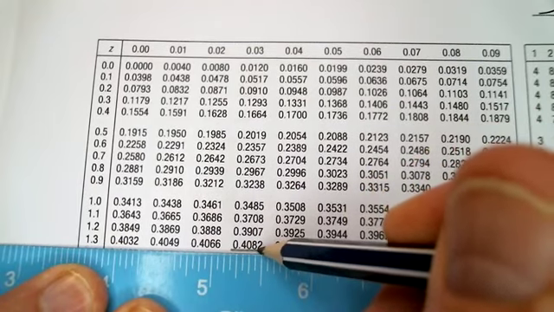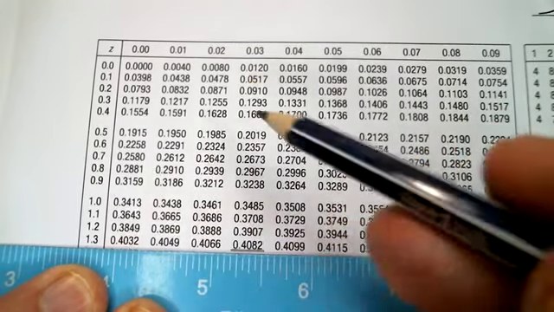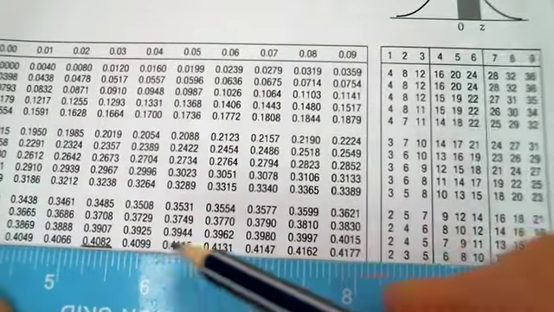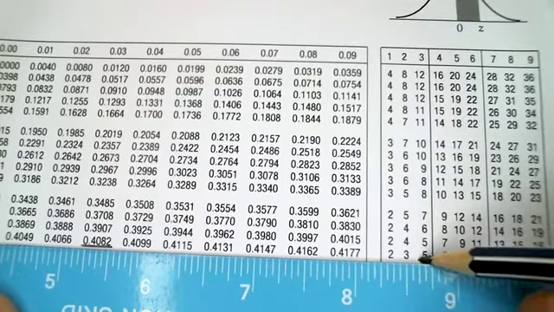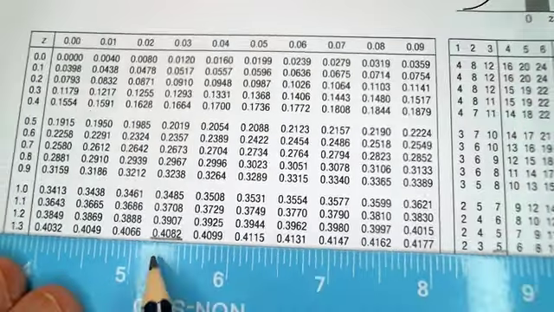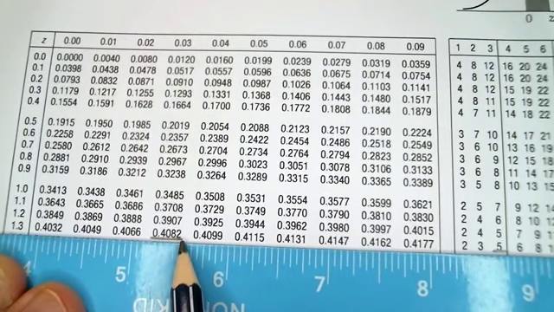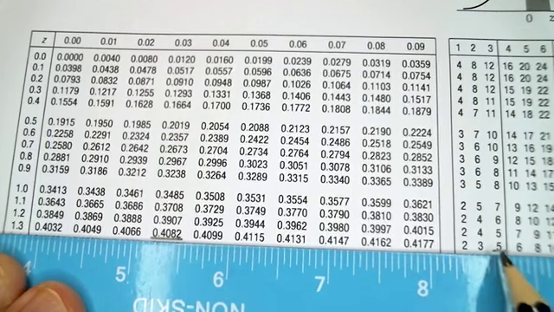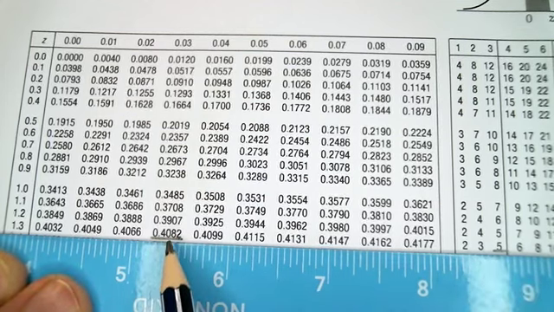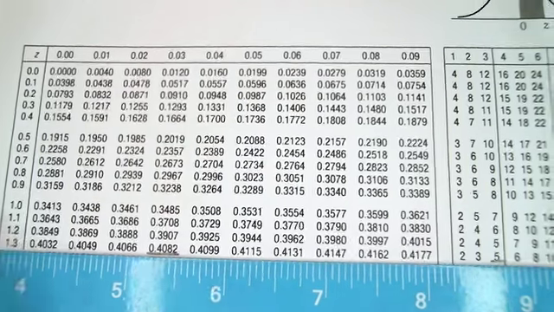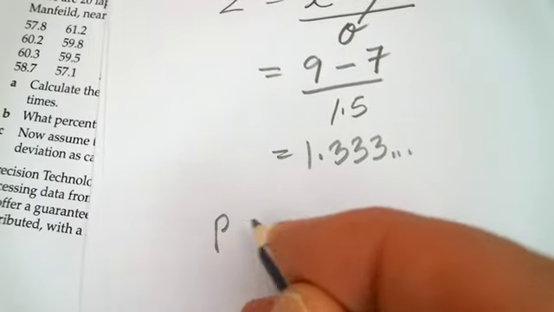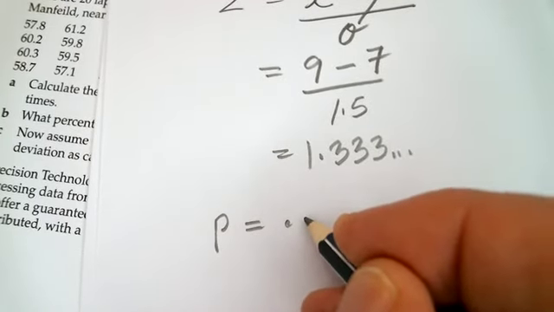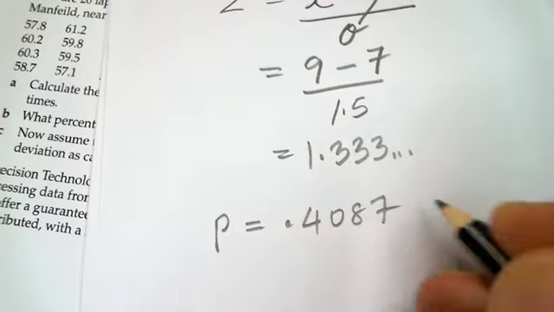That's my value. But I want 1.33 and another 3. There it is. And it's going to be a 5. So I'm going to have 4.082, and that last digit, I'm going to add to that last digit a 5. So it's going to be 0.4087. So the probability will equal 0.4087. Now you want to write this correctly.